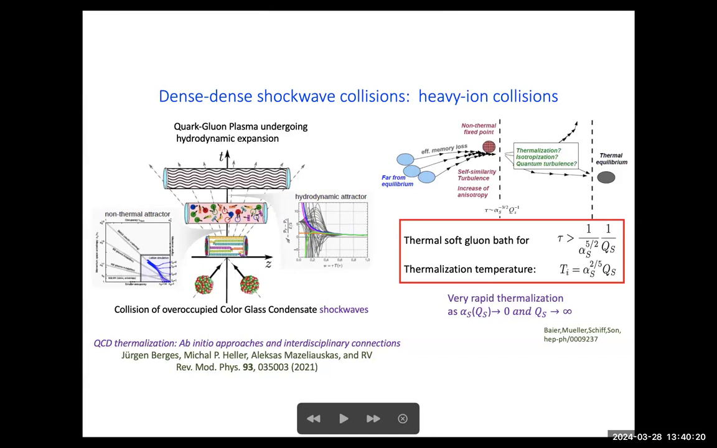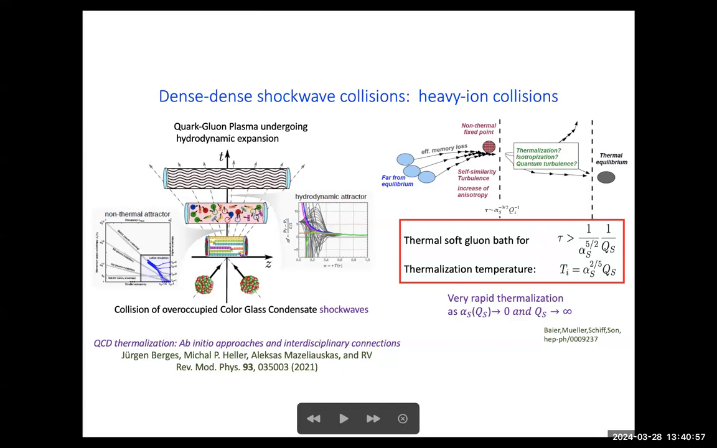Another way of looking at this is that you start with some highly out of equilibrium, far from equilibrium shockwave collision process. And then you find that there's a kind of memory loss, and the system flows to some non-thermal fixed point. And this non-thermal fixed point is a turbulent attractor. It has some self-similar properties which are very interesting. And then it goes through some additional quantum kinetic process to thermal equilibrium. And this is work that Son here did with his colleagues quite some time ago.